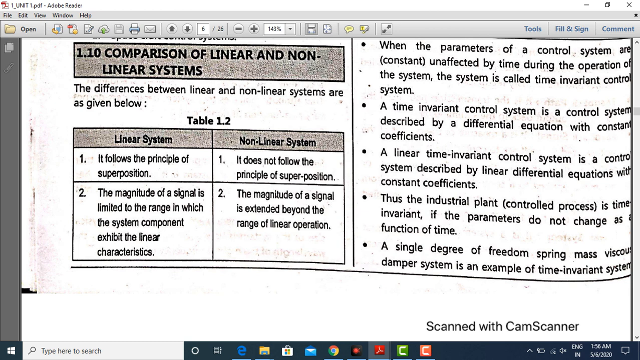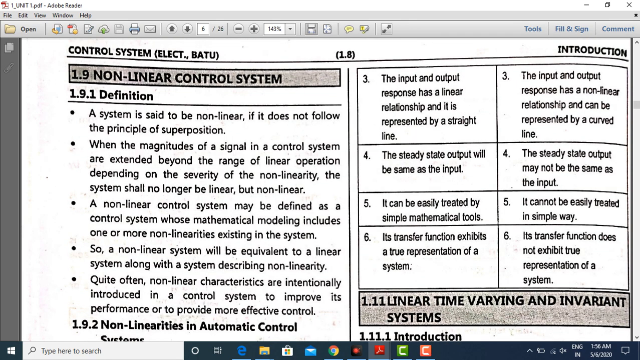Second point, in a linear system the magnitude of signal is limited to the range in which the system components exhibit the linear characteristics. In non-linear, the magnitude of signal is extended beyond the range of linear operation. Third point, in linear, the input-output response has a linear relationship. It is represented by a straight line. In case of non-linear, the input-output response has a non-linear relationship and can be represented by a curved line.